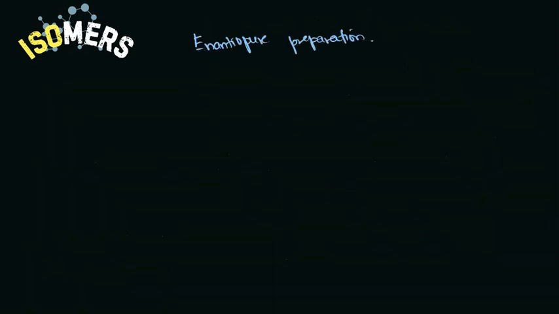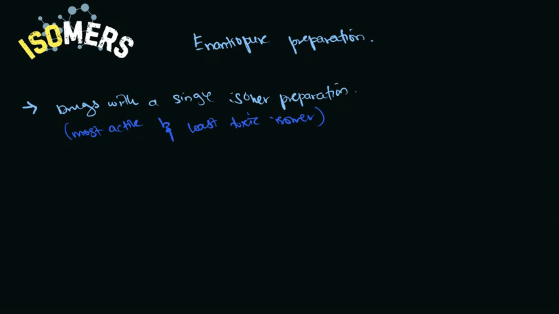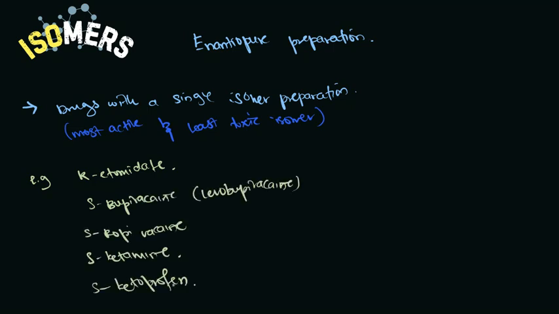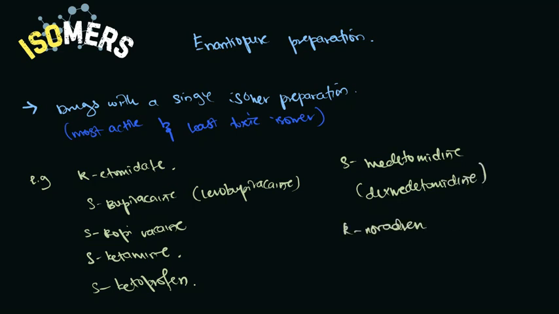So knowing all that brings us to enantiopure preparation, which is the opposite of racemic mixture. They are drugs prepared with only a single isomer, which we have chosen as the most active and the least toxic isomer for the enantiomer preparation. Examples of enantiopure preparations are etomidate, S-bupivacaine or levobupivacaine, S-ropivacaine, S-ketamine, S-ketoprofen, S-medetomidine, or the other name which we are more familiar with, dexmedetomidine, and our noradrenaline.